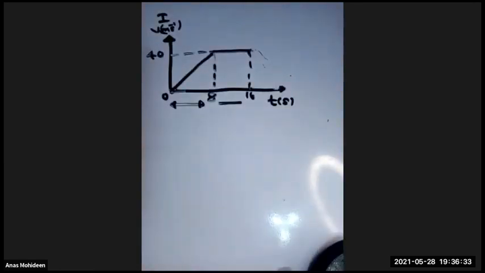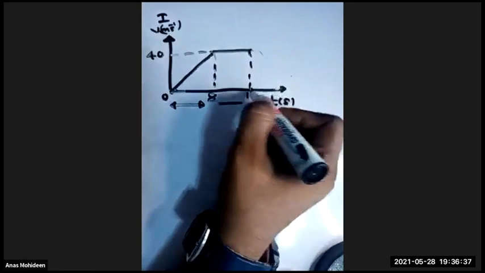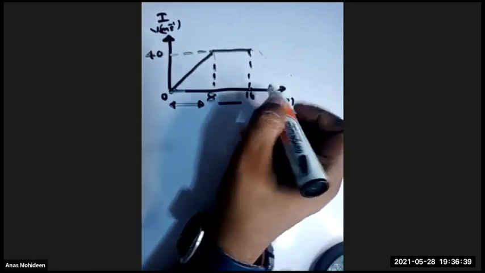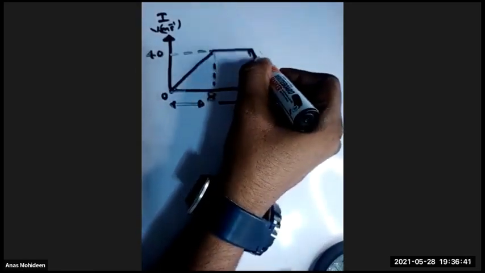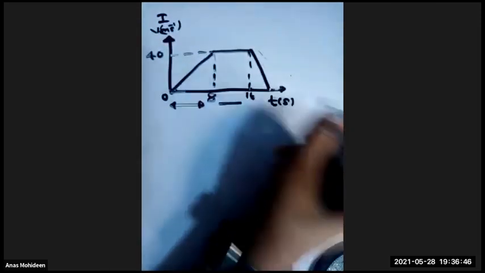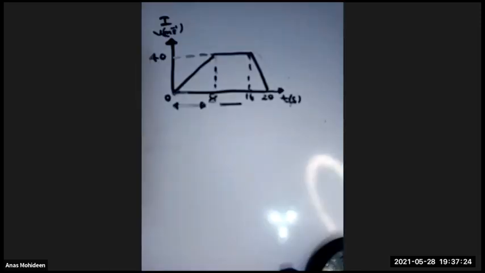And the last 4 seconds should be deceleration. Deceleration is given as a negative gradient, and the time should be half of this because it's only 4 seconds. Concerning that time, I draw the graph accordingly. So here it should be 20. Accordingly, this is the velocity time graph for the question given. So let's take the second part of the question.